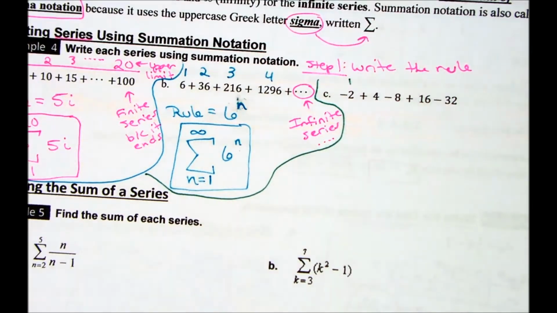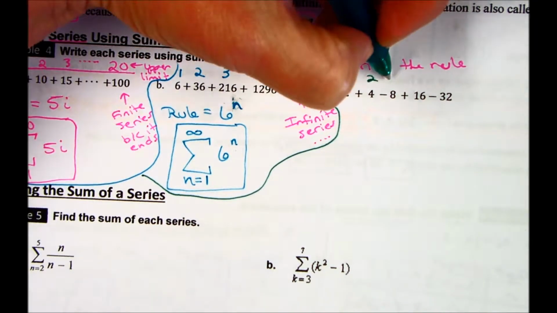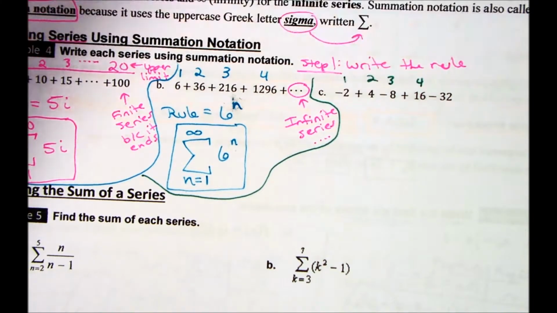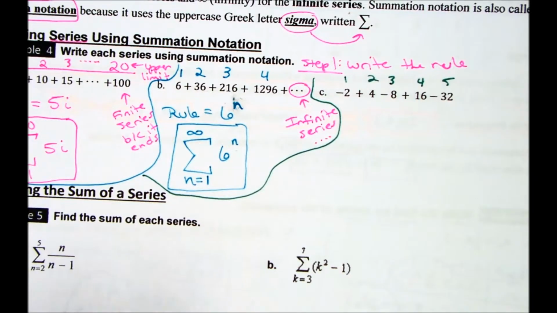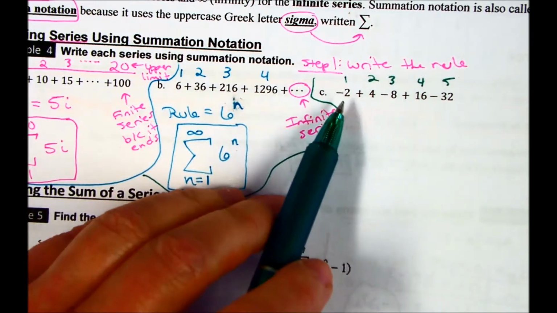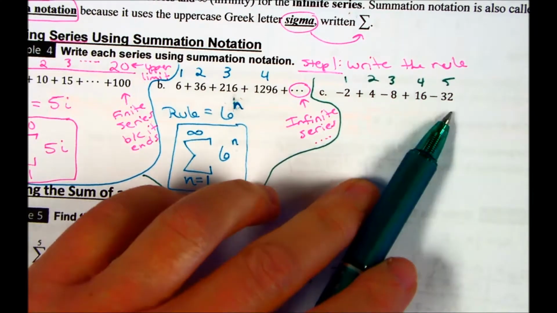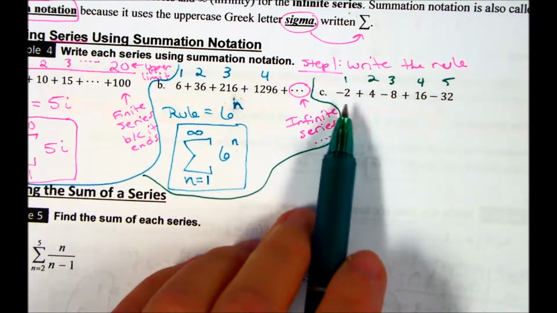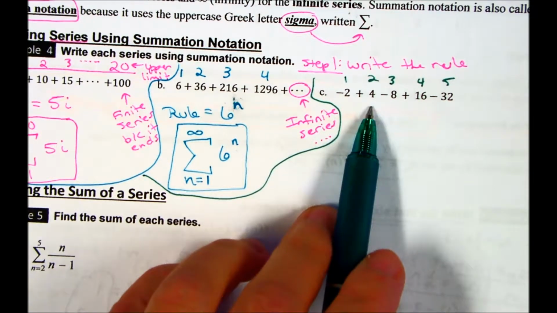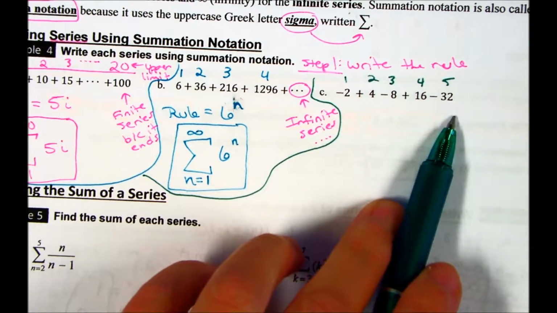The first number in our series is -2, the second is 4, the third is -8, the fourth is positive 16, and the fifth is -32. So we now have to figure out, what could we do to get an output of -2, +4, -8, +16? What is the pattern here that we're seeing? Well, 2 to the first power is 2, 2 to the second is 4, 2 to the third is 8, 2 to the fourth is 16, 2 to the fifth is 32.